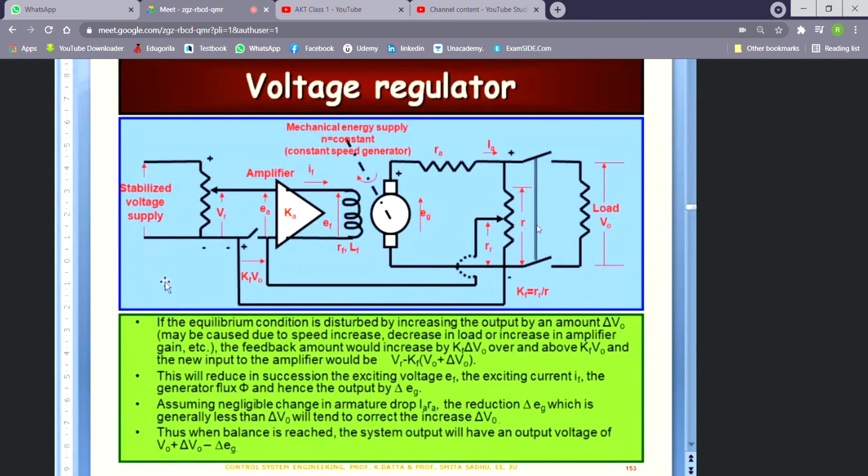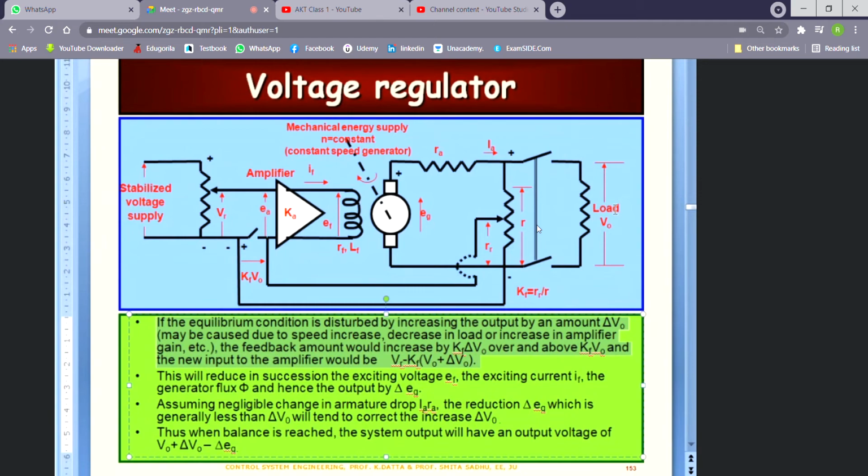Right. So now this is the next slide, though you have the same picture. Now we are going to see what is going to happen if the equilibrium is disturbed. Equilibrium condition is disturbed, right?